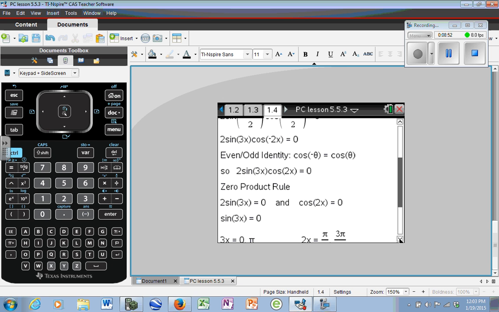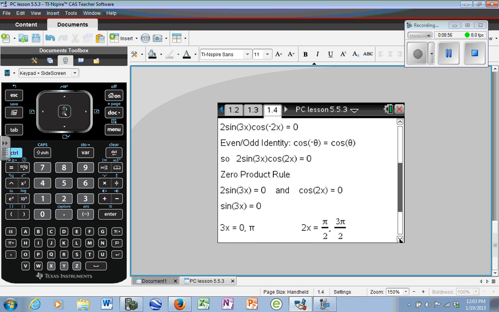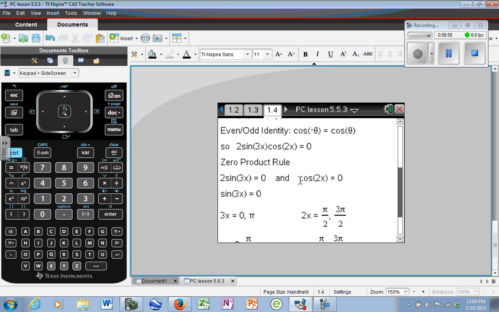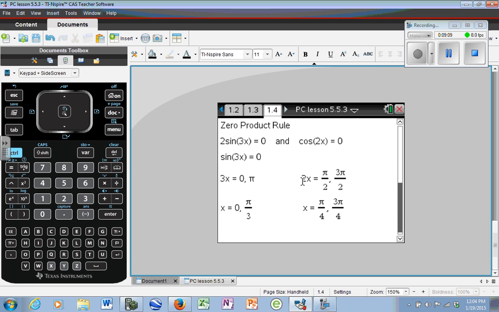We look on the unit circle and we say, where is the cosine of an angle equal to 0? It's equal to 0 at pi over 2 and at 3 pi over 2, at the top and the bottom of the unit circle. Okay, but that's 2 times an angle. We want the angle itself, and so we divide both of these by 2. Pi over 2 divided by 2 is pi over 4. 3 pi over 2 divided by 2 is 3 pi over 4. And there you have your answers.